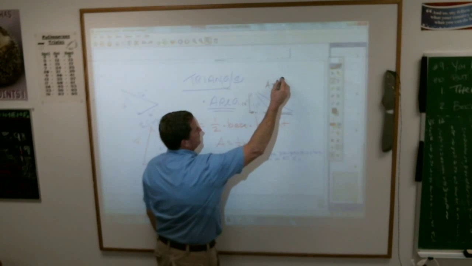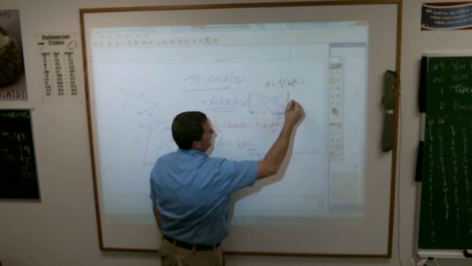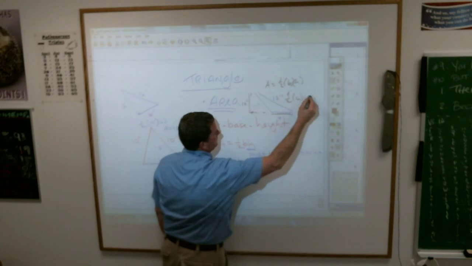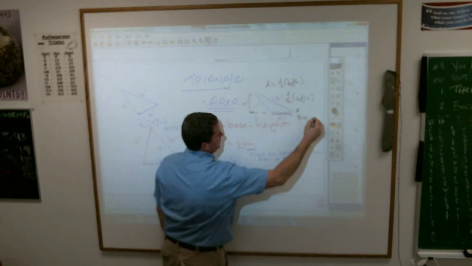So area equals 1/2 base times height. 1/2 of 6 times 10. And that is, what, 30 inches squared.